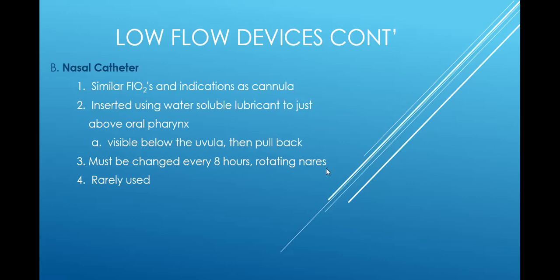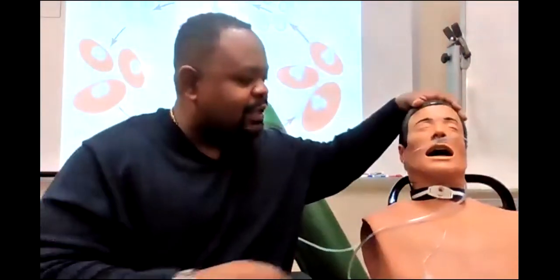The nasal catheter is different than the nasal cannula in that you insert it with a water-soluble lubricant just above the oropharynx. So you will put it in his nose and open up his mouth and keep pushing it into his throat until you see it just below the uvula. All right, what's the uvula? The little dangly thing in the back of your throat. Good. The little dangly thing in the back of his throat will be his uvula.